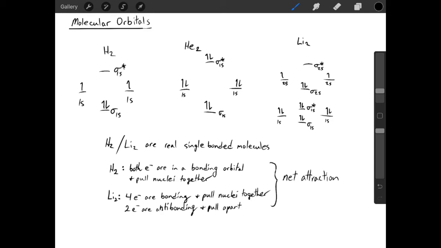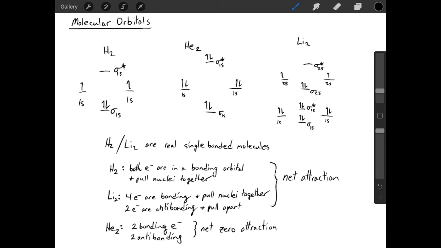In the case of H2 and Li2, you have more electrons in bonding orbitals than you do in anti-bonding orbitals. And that means that there's a net attraction of the nuclei. They're being pulled together. If you look at the He2 molecule, you have 2 bonding electrons and 2 anti-bonding electrons. So the result is a net zero attraction.